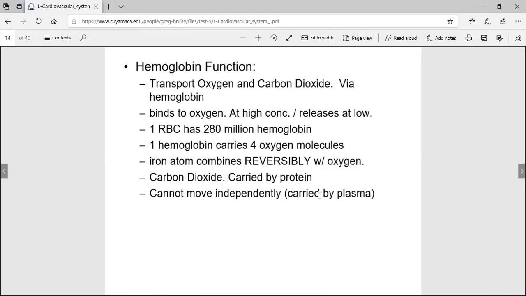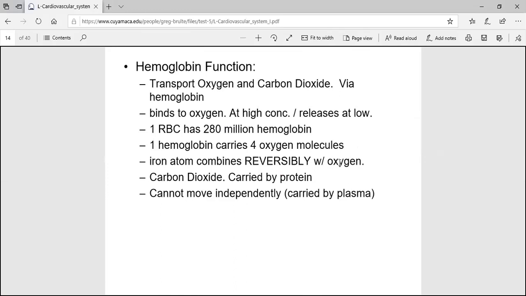So the hemoglobin is the quaternary molecule. It's got 4 subunits basically, and each one of those 4 has an iron in the middle. And so the hemoglobin binds reversibly, the iron atom in there combines reversibly with the oxygen. So it wouldn't be any good to be irreversible, right?